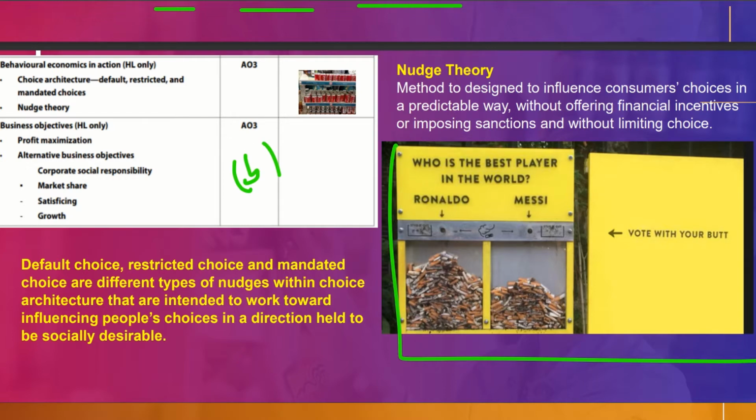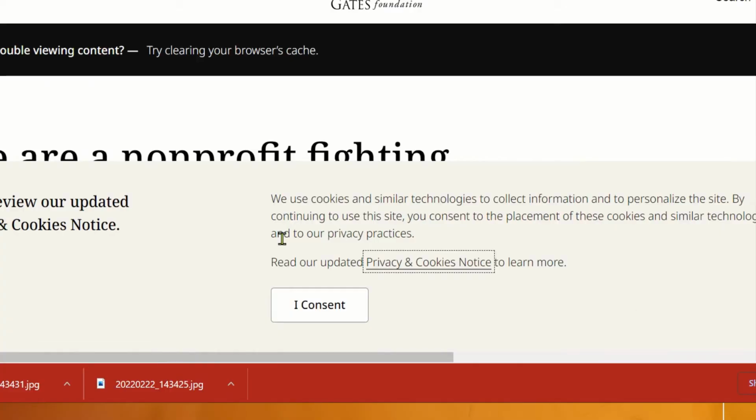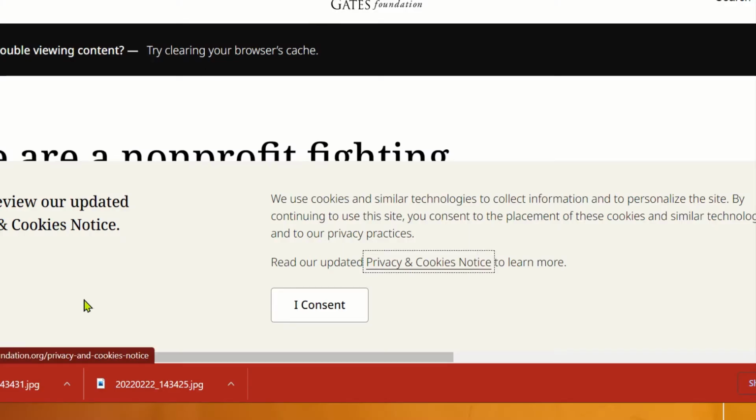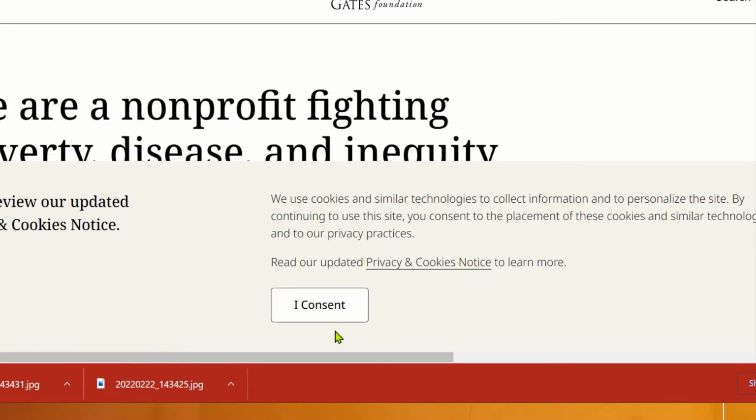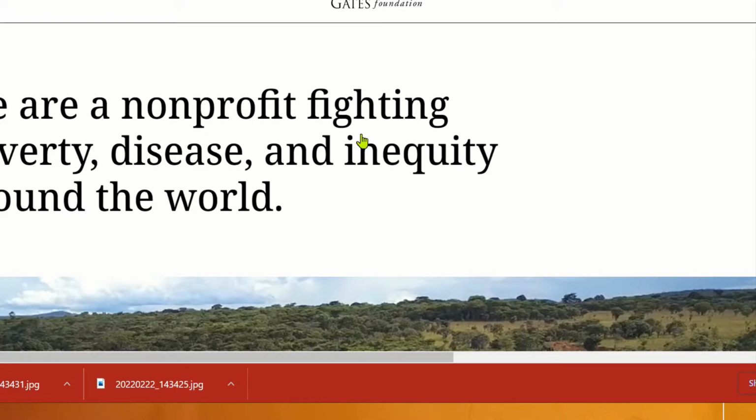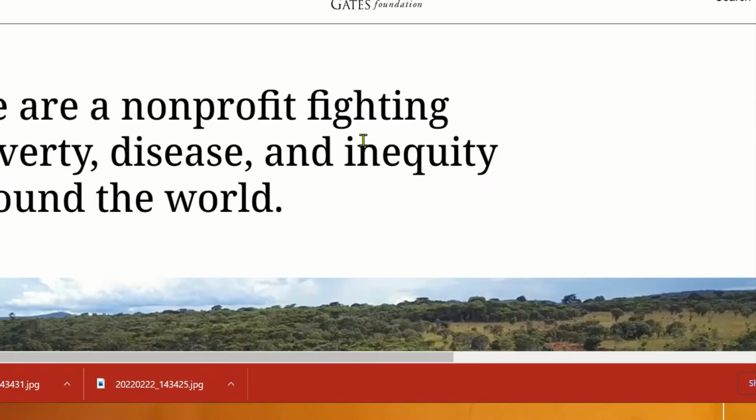So one example I want to show you. See here, look at this: Bill and Melinda Gates is one of the organizations whose objective is different, right?